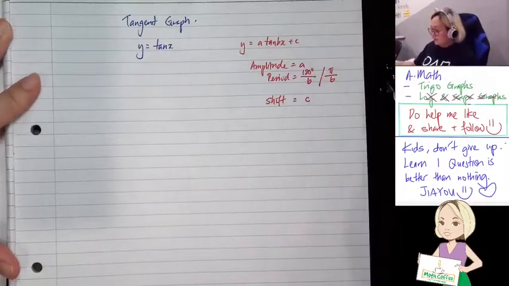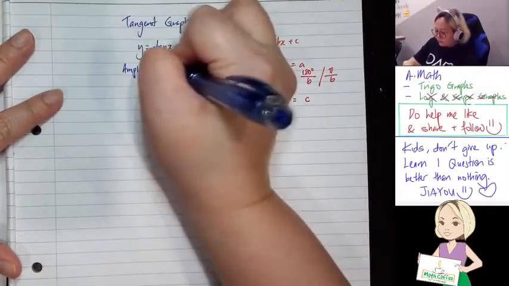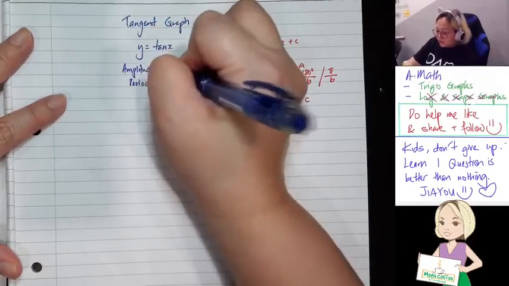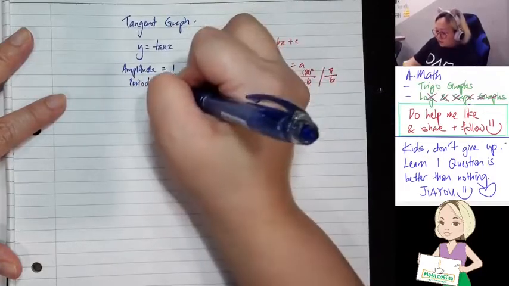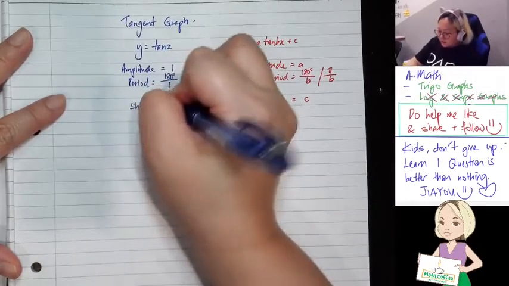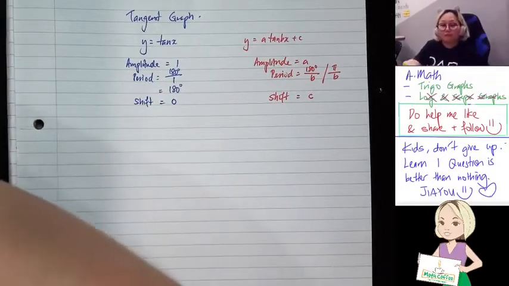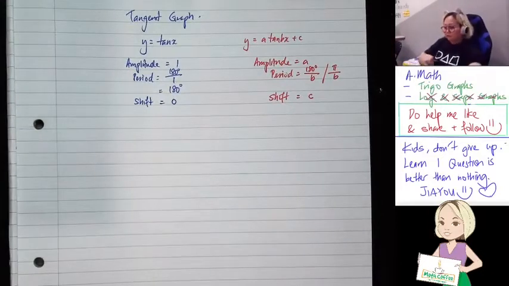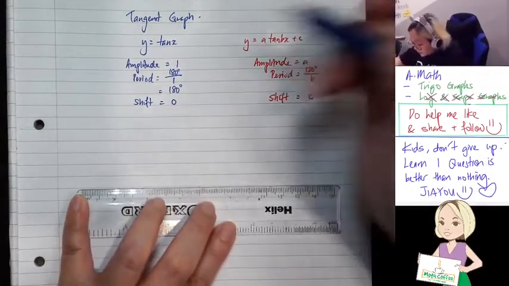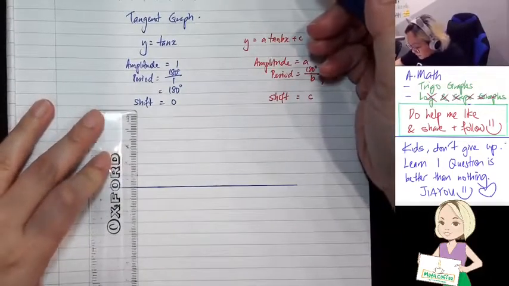So in this case, our amplitude is of course 1. Our period for this case is 180 degrees divided by 1, which is 180. And the shift for this case is nothing, so it's just 0. So now we are ready to plot tangent graph. So first, let's draw our x-axis as well as our y-axis.